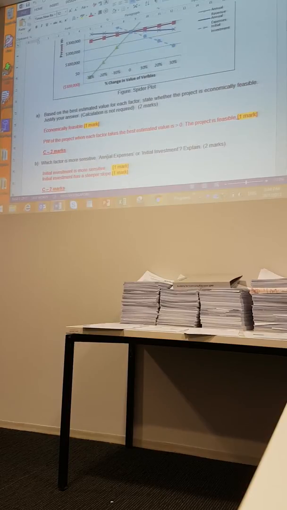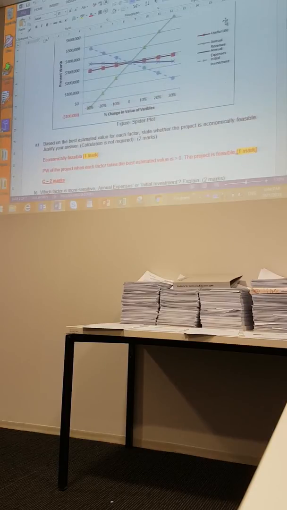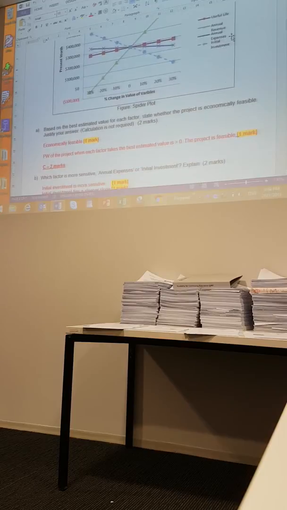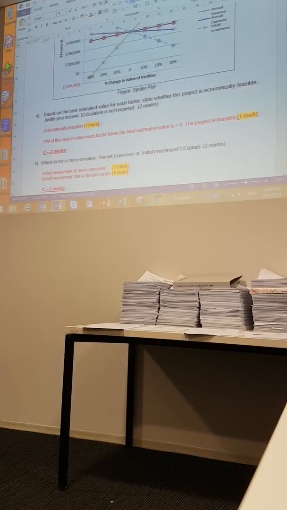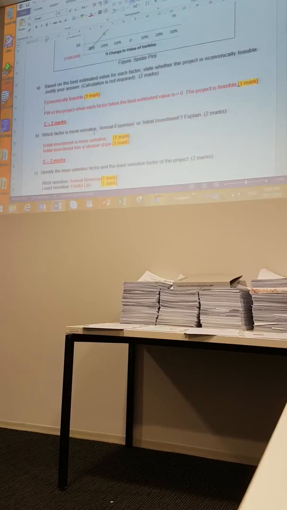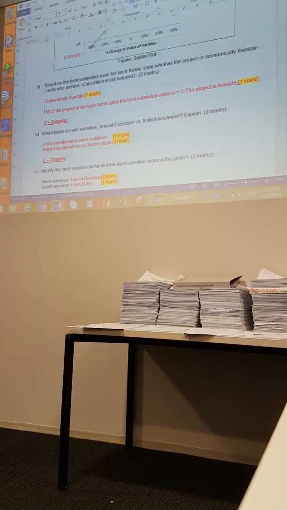This one is a trick question. They ask you to compare annual expenses and initial investment. Annual expenses is your purple line, and your initial investment is the blue one. Blue is steeper than the purple one, so it's your initial investment, with the steeper slope.